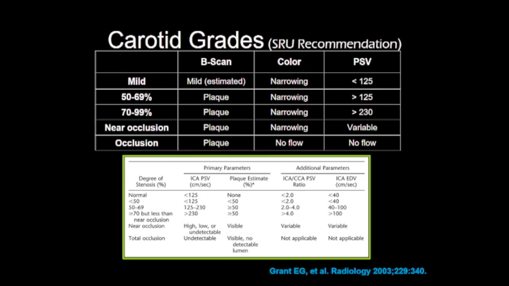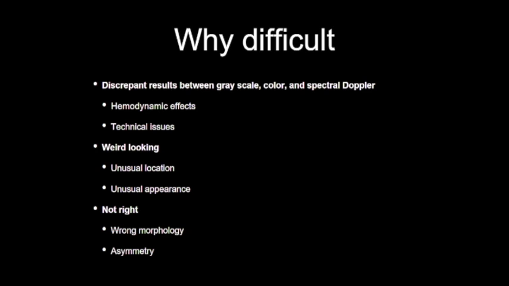Okay. So as a rule, some of us use internal criteria, some of us use other criteria. This is from Ed Grant. Most people use the primary parameter of peak systolic velocity. Others use combinations with ratios and with end diastole. These are the numbers from the SRU Consensus Conference. And for the point of today, we're going to use these numbers, even though I might not use exactly these numbers in my own lab. Okay?